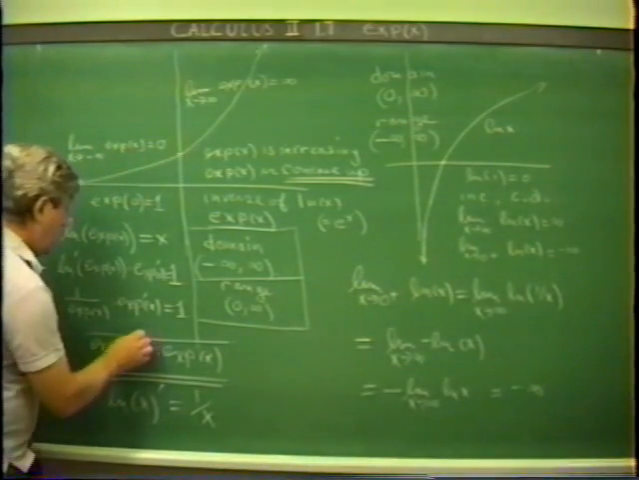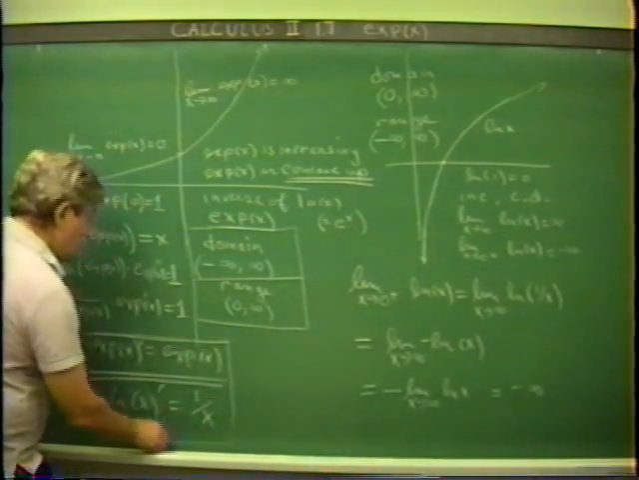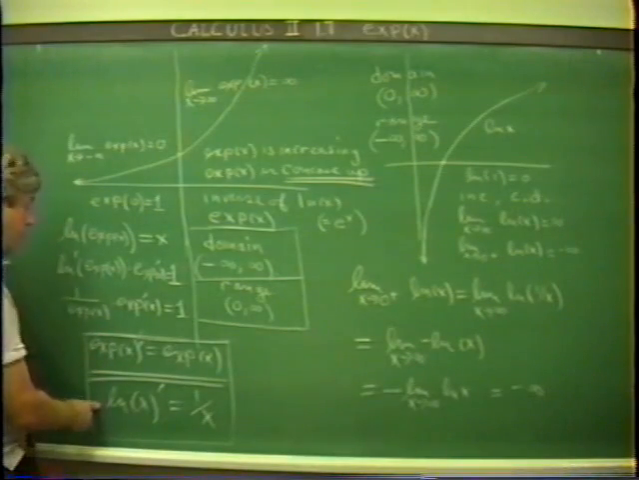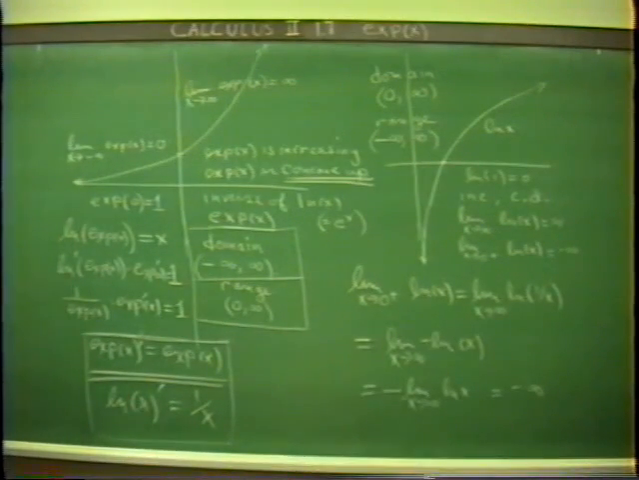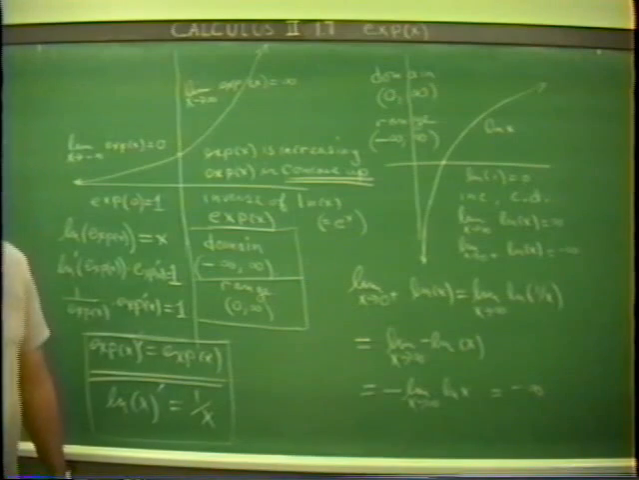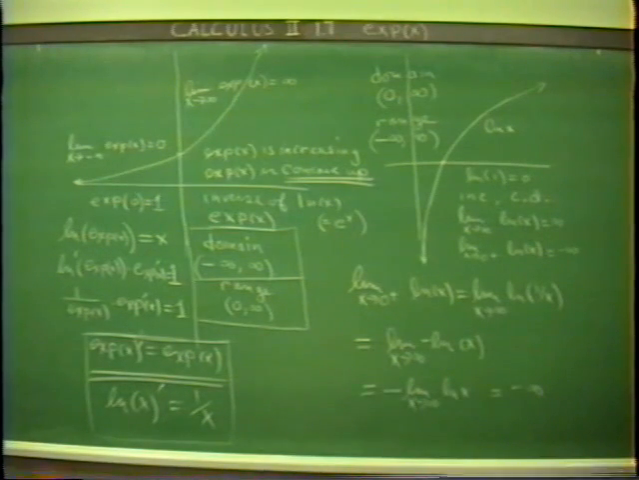So we now have the exponent function. We've got its derivative automatically. It is its own derivative. It's an interesting fact on its own. And it's the inverse of the logarithm function. The derivative of the logarithm function is 1 over x.